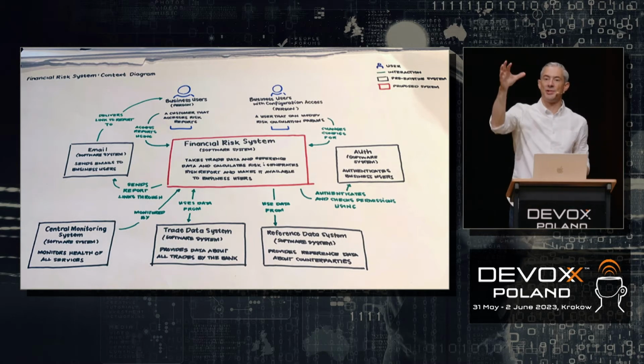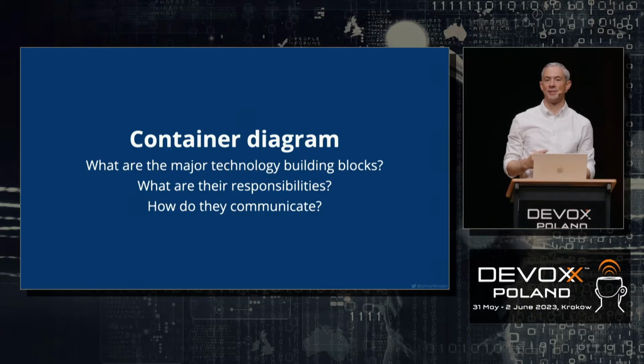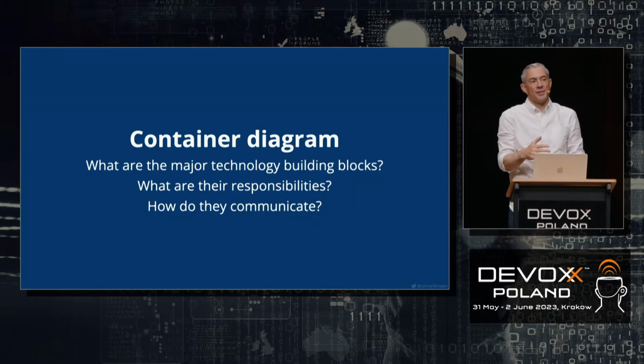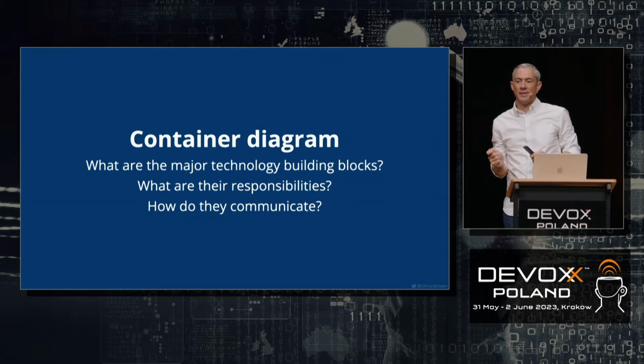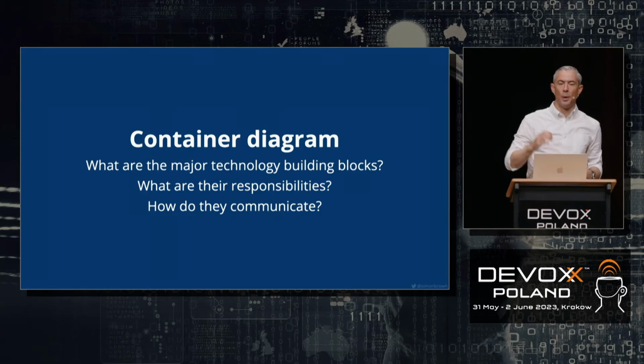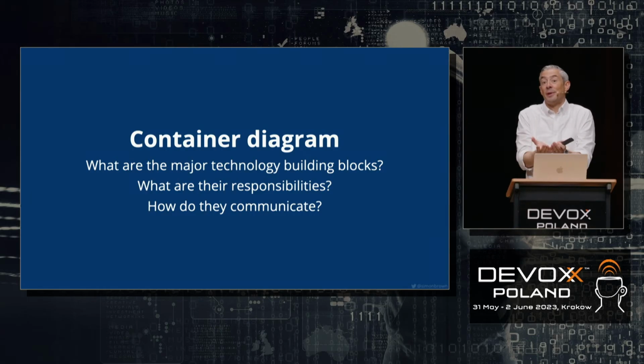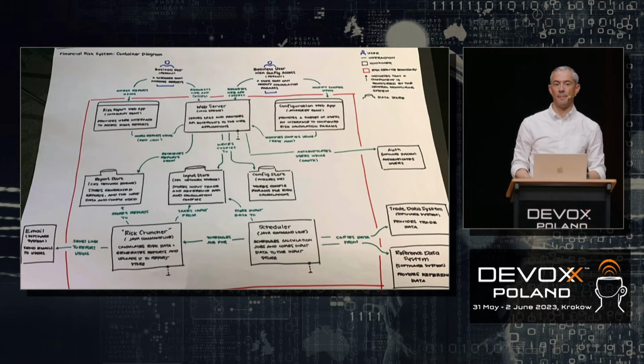Now we can zoom into that red box and we can drop down to level 2. This is the container diagram. And it's a different set of questions. So what are the major technology building blocks in terms of applications and data stores? What are the responsibilities of those building blocks and how do they communicate? Answer those questions and you can draft up a container diagram.